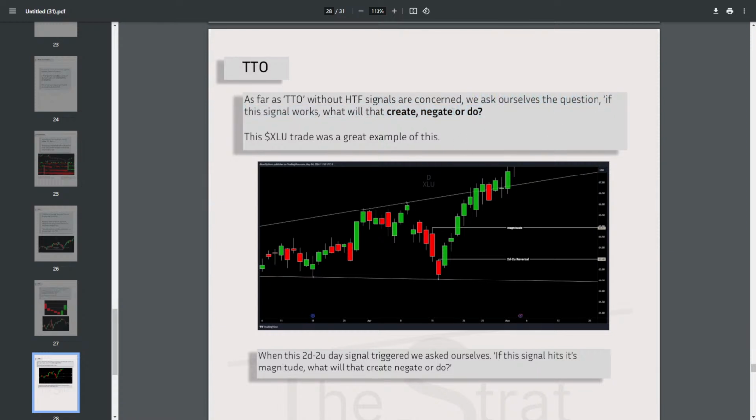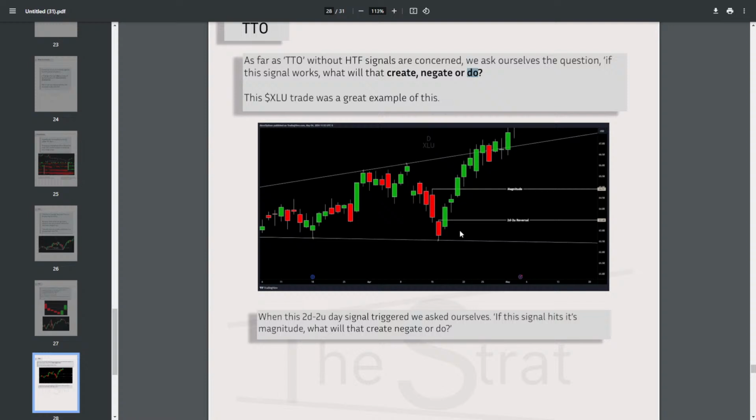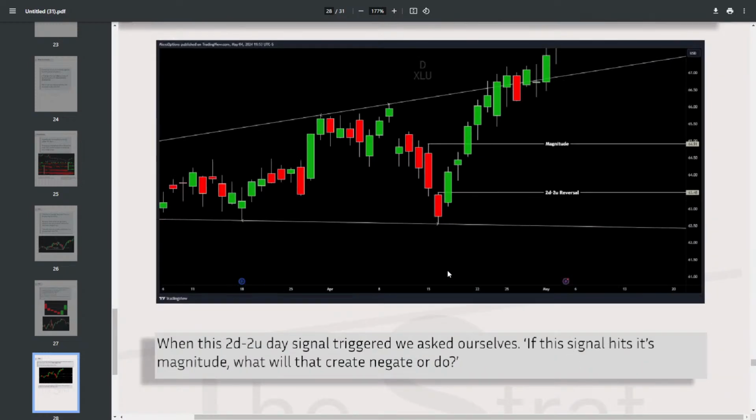So what that means is negate, changing continuity. Will we change any of the participation groups? Create, is this going to make or create any new signals for us? And then do, is this going to trigger anything? Any new signals going in force, etc. So the XLU trade was an amazing example of this.